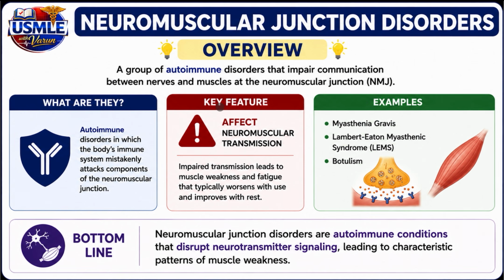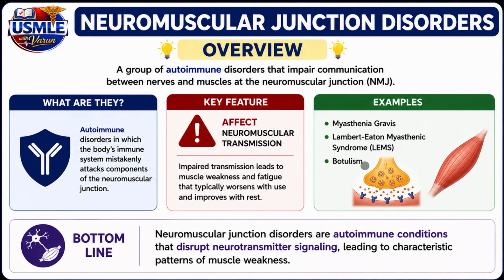Coming to neuromuscular junction disorders, let's try to understand them as a whole. These disorders affect the transmission of signals from the nerve to the muscle. So the problem is not the nerve or muscle itself, but the communication between them. They are a group of autoimmune disorders that impair neuromuscular communication at the neuromuscular junction, where the body's immune system mistakenly attacks the components of the junction. This leads to impaired transmission, which leads to muscle weakness and fatigue that typically worsens with use and improves with rest.